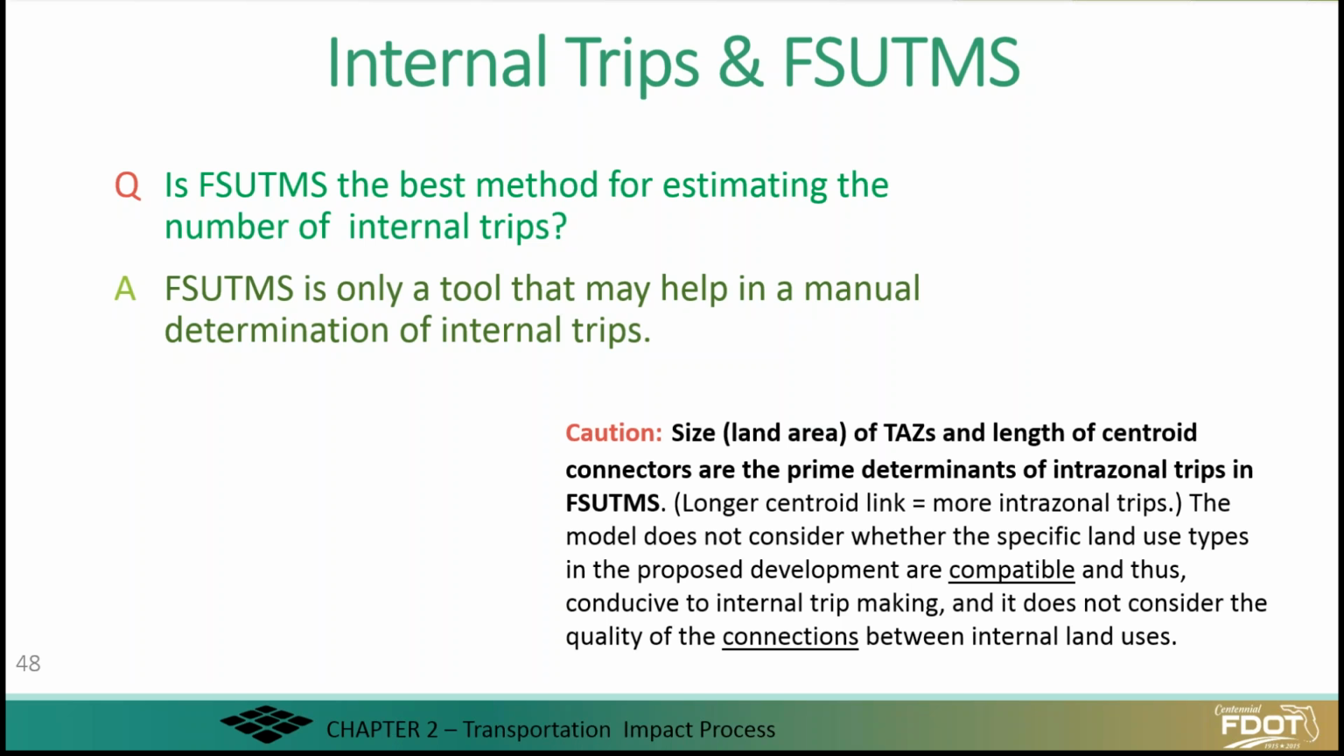A project or a development in FSUTMS, as we've mentioned before, is highly abstracted. It's very generalized, and so it does not allow for the adequate or accurate calculation of interactions or trip movements within the TAZ, or the traffic analysis zone, that contains the data for the project. Because of this, the model has a very limited ability to determine the compatibility of land uses on site and may not give you a very accurate understanding of internal capture.